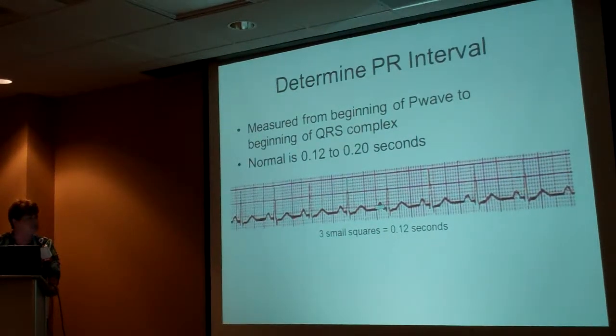Okay. The normal time span is 0.12 to 0.20 seconds. That would equate to 3 little squares to 5 little squares. 5 little squares is also, remember, 1 large square. Anything above 0.20, start thinking about a heart block. Anything below 0.12, think of potentially a junctional rhythm.